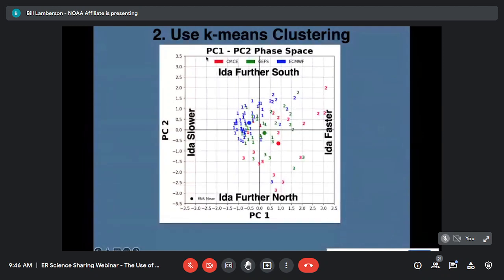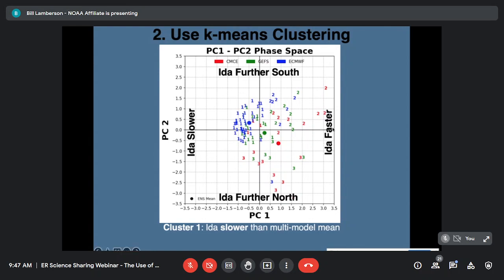All right, so now I've gone through and done k-means clustering on this phase space, and it's come up with 3 clusters. So we can see cluster 1, the main thing that they have in common is that they're inhabiting this area of the phase space. So the main thing that they have in common is that their principal component for EOF1 is negative. So basically the physical interpretation for cluster 1 is that IDA is slower than the multimodal mean.